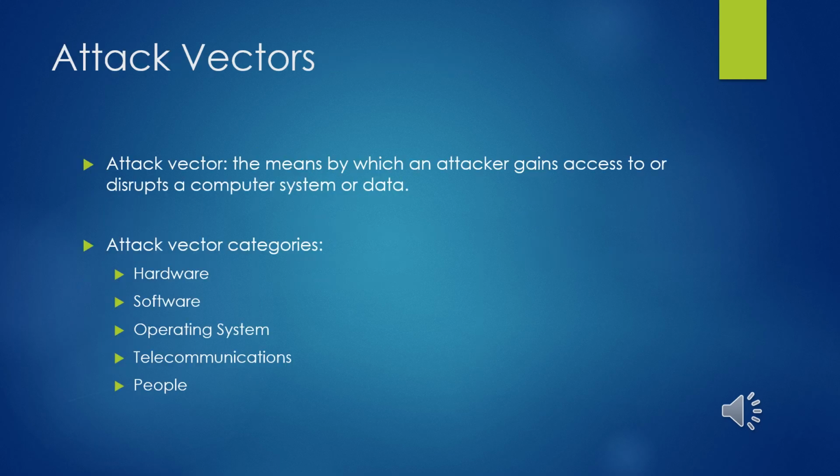To exploit vulnerabilities within an information system, attackers leverage one or more attack vectors. There are hundreds, if not thousands, of attack vectors that can be grouped into 5 primary categories. These categories are hardware, software, operating systems, telecommunications, and people. End-of-life products are a type of hardware vector.